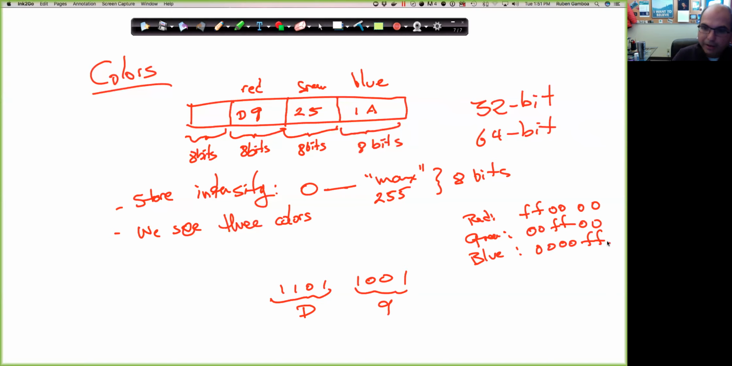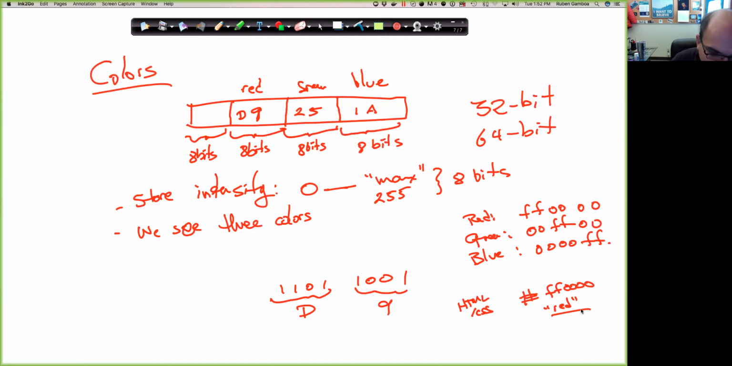Okay. Now, this is fine. And actually in HTML, this is just an HTML convention. So for web pages, you write a hash, then FF0000, and that is just red. Okay.